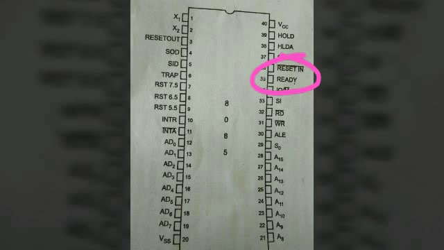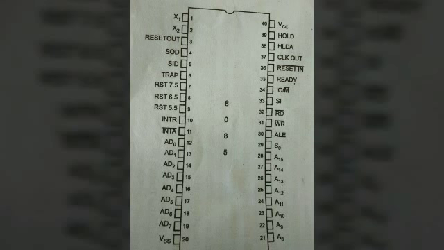Reset out. This is an active high output signal. This signal indicates that the processor is being reset and it is used to reset the other devices connected to the processor. The sixth group is serial I/O signals.